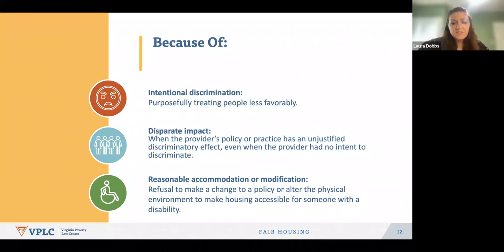And then reasonable accommodation or modification is a little bit different, but if the property owner or the landlord refuses to make a change to a policy, which would be an accommodation, or alter the physical environment, which would be a modification, that would make the housing accessible for someone with a disability, that would be a violation of fair housing.